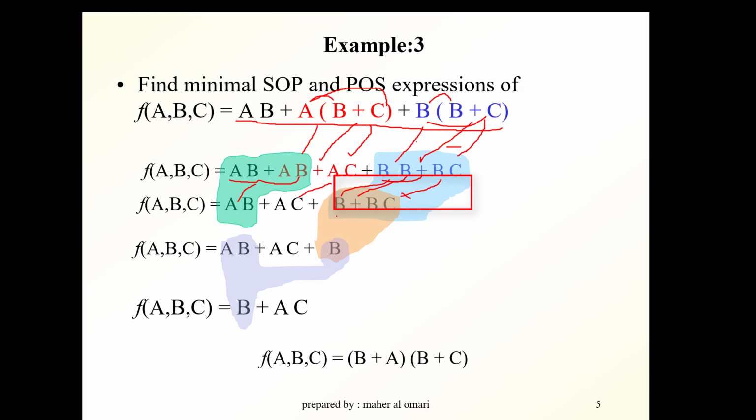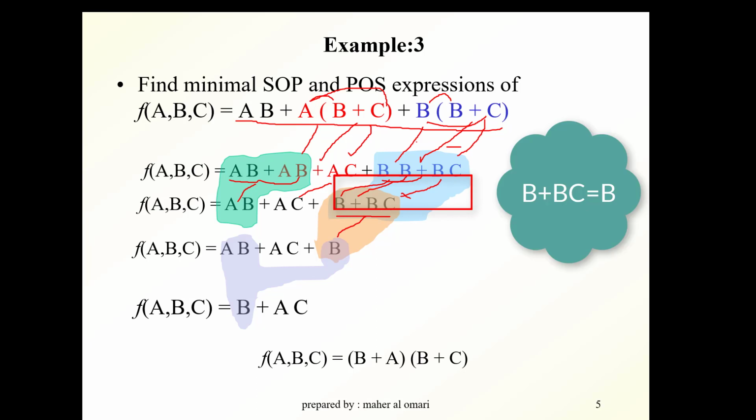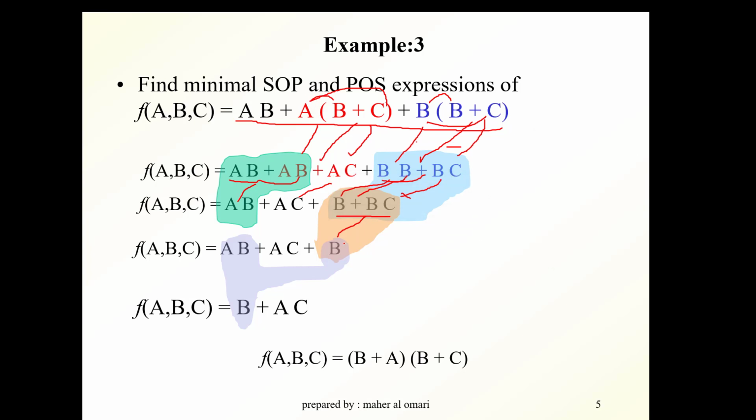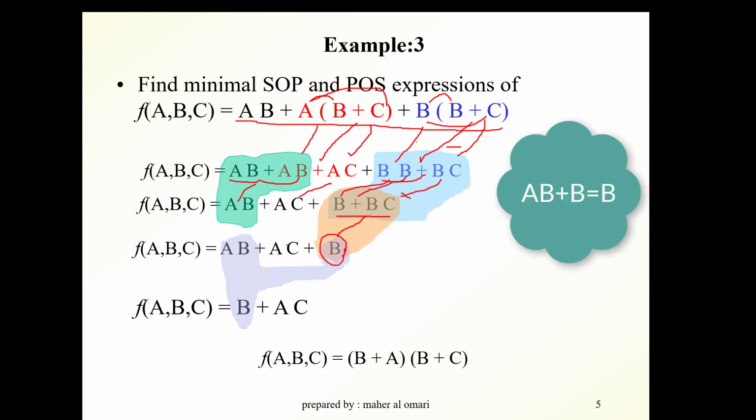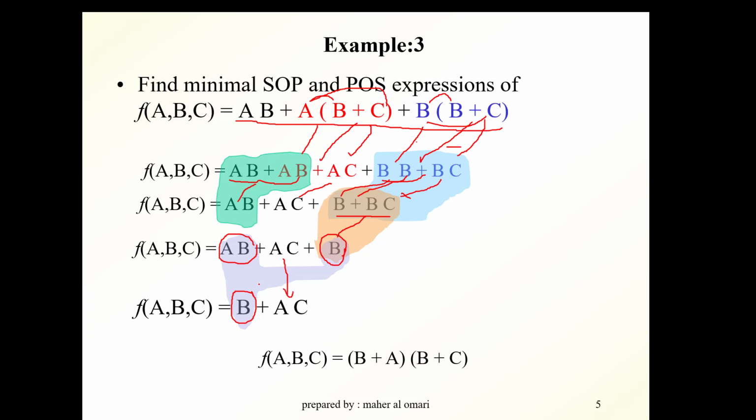These two terms here are equal to B. B or BC, take the B out, so you're left with B ANDed with 1 ORed with C, which is 1. So this is equal to B. Now, if we take these two terms, this one and this one together, we will get a B. And this stays here, the same. So this is the function minimized in sum of products.